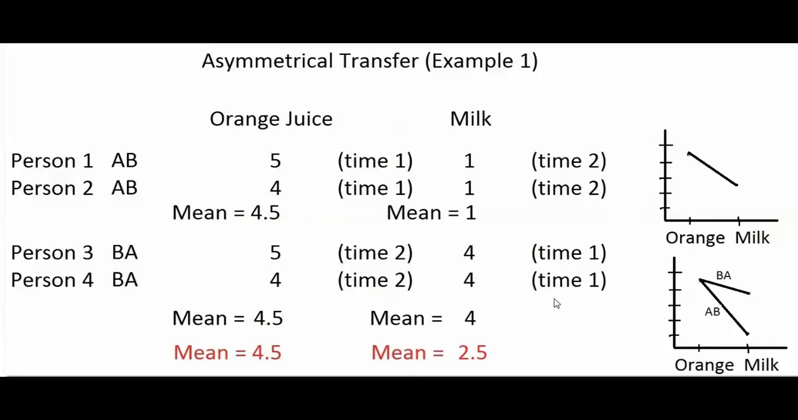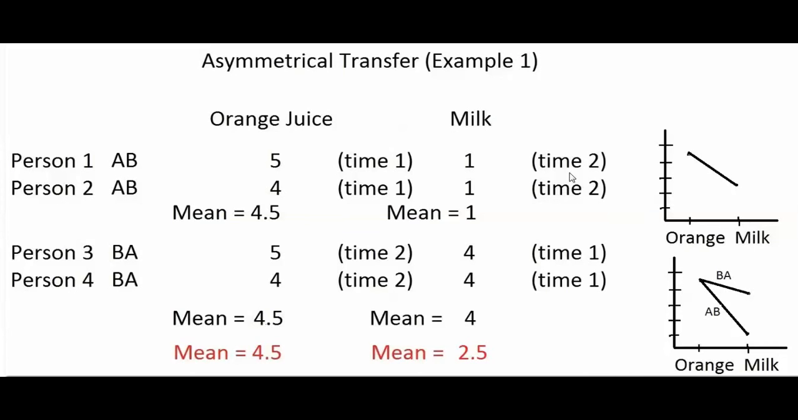So whenever you have asymmetrical transfer in your data set, then your study is actually confounded. You have a carryover effect that confounds the difference between the means of the two conditions. In this case, the study is confounded because the milk condition is suffering from a carryover effect at time 2, but the orange juice condition isn't suffering from a carryover effect at time 2, which means that the milk condition had an unfair disadvantage in this experiment.